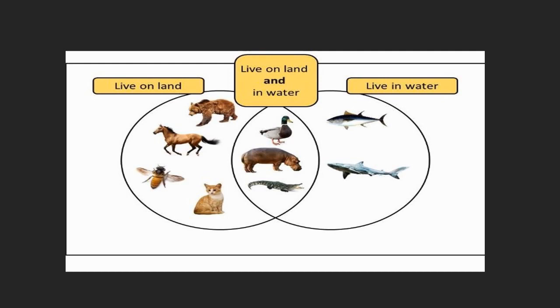They are fishes. And in the middle, where both the circles are joining and forming a new circle, you can see animals like duck, hippo, and crocodile. These are the animals which live on land and in water. They are also called amphibians. So, there are such animals which live on land and in water. One of them is also frog.